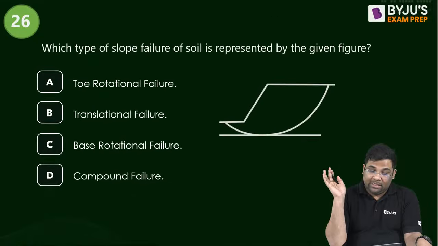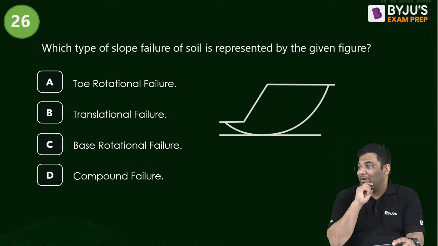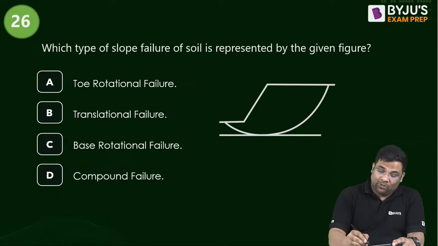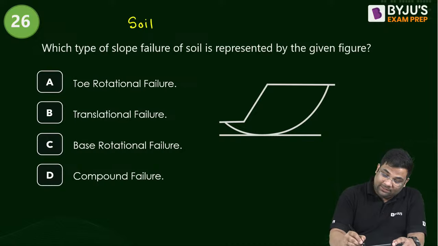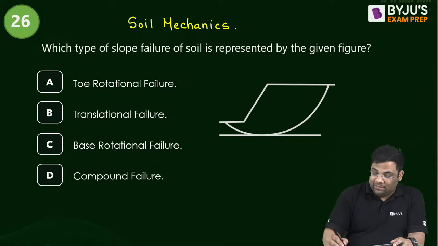Next question is, which type of slope failure of soil is represented by the given failure diagram? Very straightforward question. Which is again soil mechanics? Tell me the right answer to this. You see, this is the toe. Now tell me, this is the base, right? Now tell me, what is the answer here?